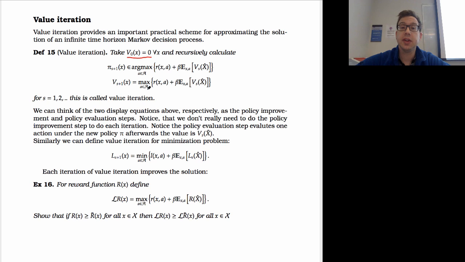So what you do is you look at the maximum reward I can take over the next step plus beta times the value that I got from the previous iteration of the algorithm. That gives you a new value, and you just keep on plugging this in. So you add the reward plus the expected value of where you end up from state S, and then update and update and update.